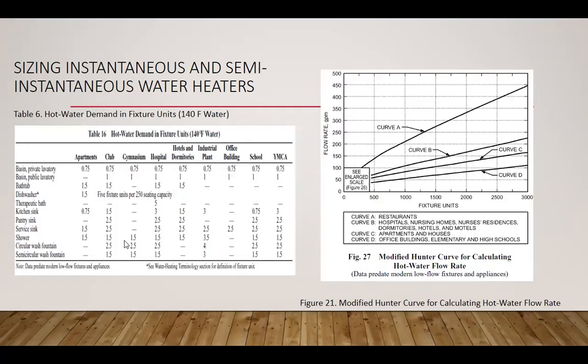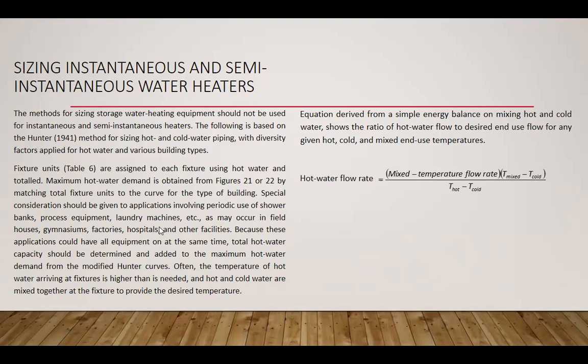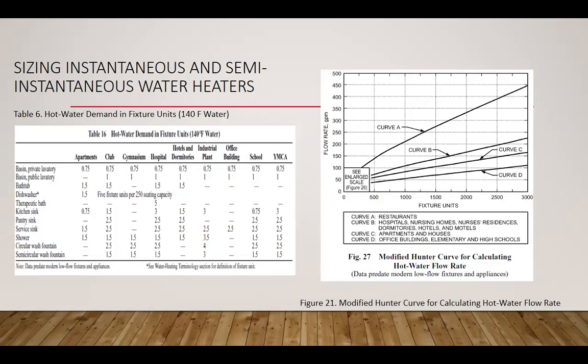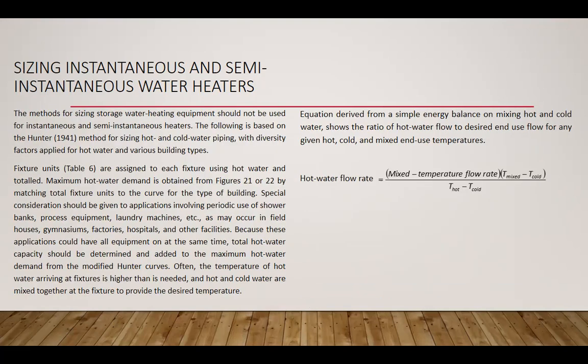Ito yung table 6. Fixture units are assigned to each fixture using hot water. Total maximum hot water demand is obtained from figure 20, 21, or 22 by matching total fixture units to the curve for the type of building.